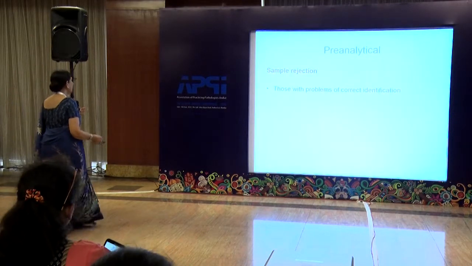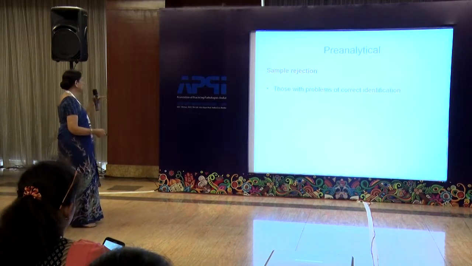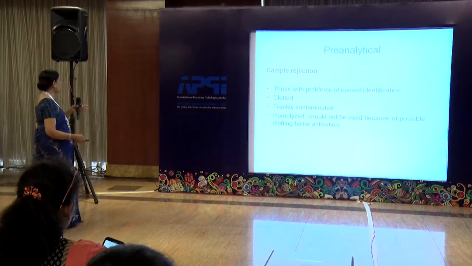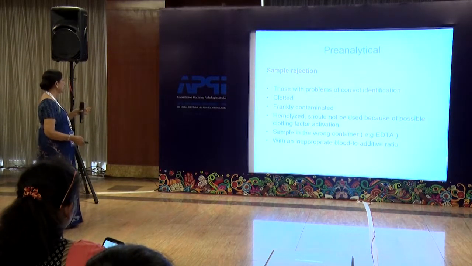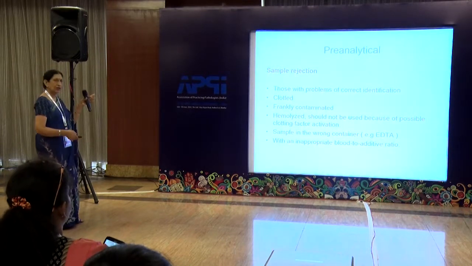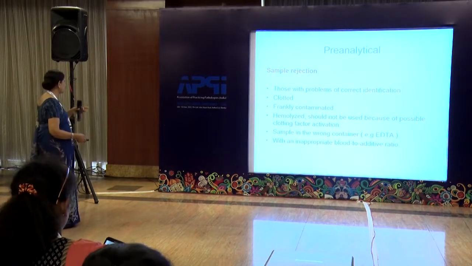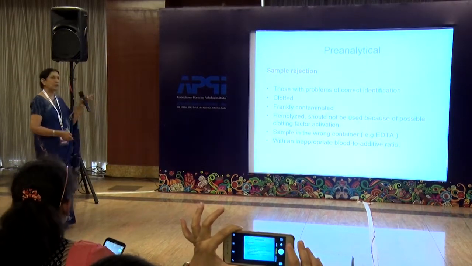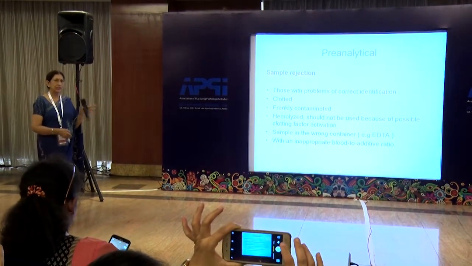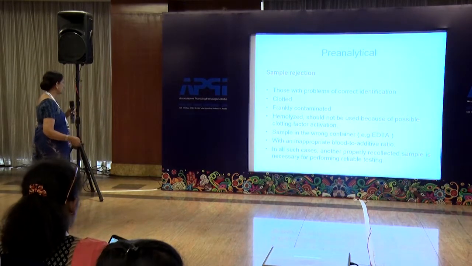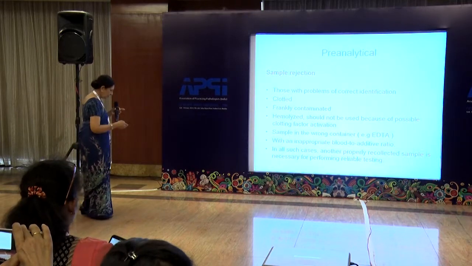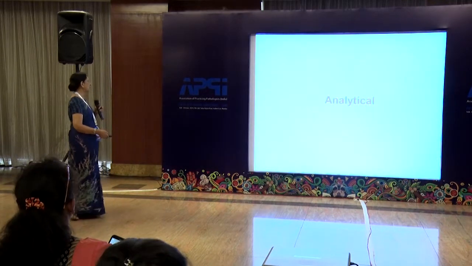What are the other pre-analytical issues? How do you reject samples if they are not identified properly, clotted, contaminated, or hemolyzed? Because clotting factors can be activated. If it is collected in EDTA, or with an inappropriate blood to additive ratio, reject those samples. A properly recollected sample is necessary to perform reliable testing.